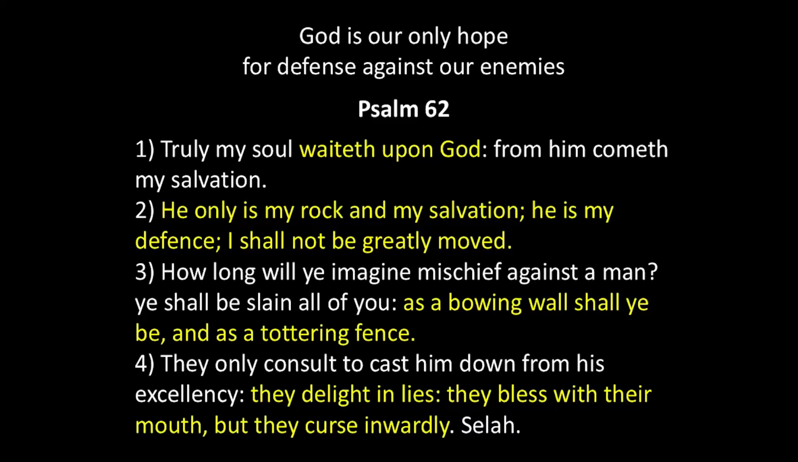But David knew it's God's timing. And I don't understand it. But I can wait on God. In his own timing, he'll come through. Truly my soul waiteth upon God. From him cometh my salvation. And then he says this. He only is my rock and my salvation. He is my defense. I shall not be greatly moved.